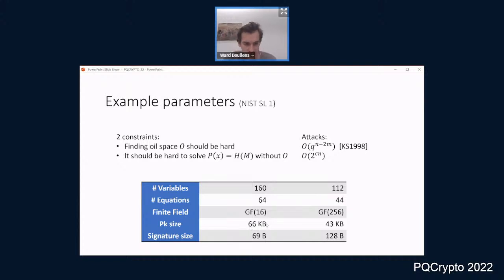But this is because most of your public key is going to be random. So you can just pick a seed and then expand the seed to get a lot of coefficients of your map P. And then during key generation, you just solve for the remaining coefficients such that P vanishes on your secret space O. Right? So I think like 90% of the map P you can expand from a random number generator, and then only the remaining 10% you have to really communicate as your public key. So this is why the public key size is smaller than you would expect, but still kind of big.